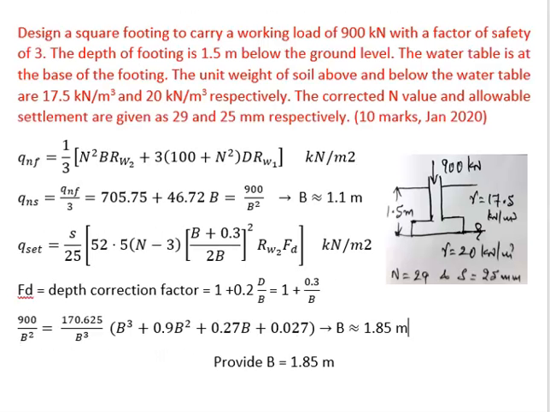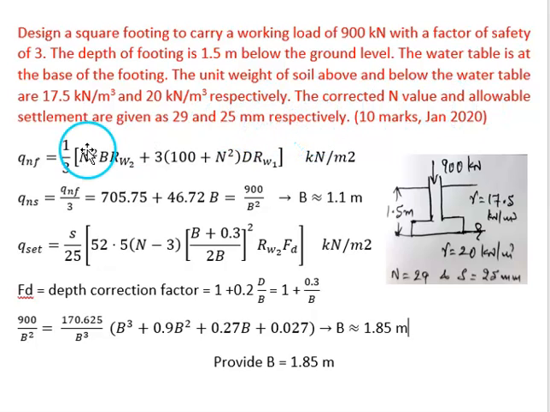Design a square footing to carry a working load of 900 kN with a factor of safety of 3. The depth of footing is 1.5 meter below the ground level. The water table is at the base of the footing. The unit weight of soil above and below the water table are 17.5 and 20 kN per meter cube respectively. The corrected N value and allowable settlement are given as 29 and 25 mm respectively.